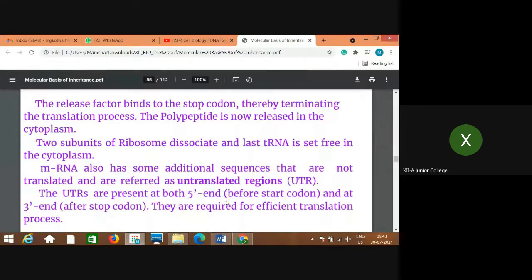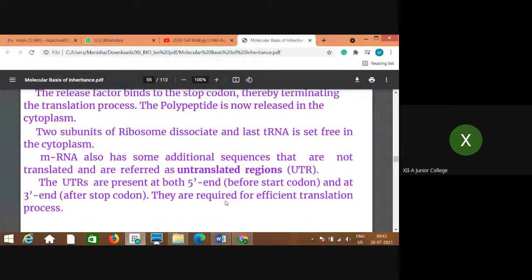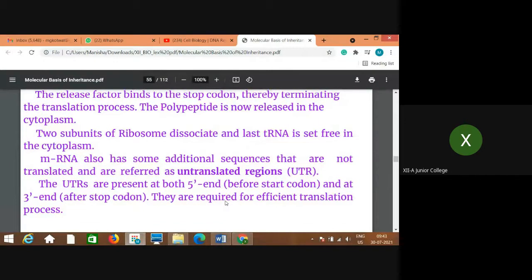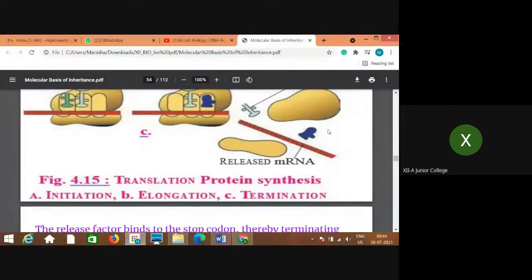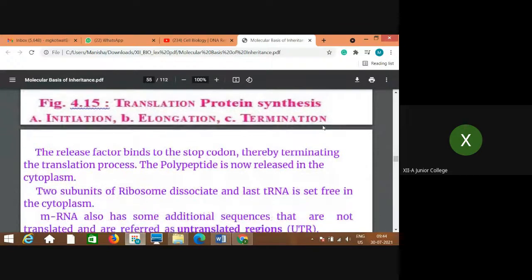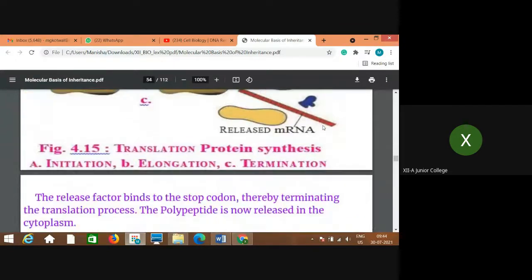So the release factor binds to the stop codon, thereby terminating the translation process. The polypeptide is now released in the cytoplasm. The two subunits of the ribosome dissociate, and the last tRNA is set free in the cytoplasm. That blue colored one I showed you is the last tRNA, not this one. This is a stop codon. That last tRNA gets released into the cytoplasm.